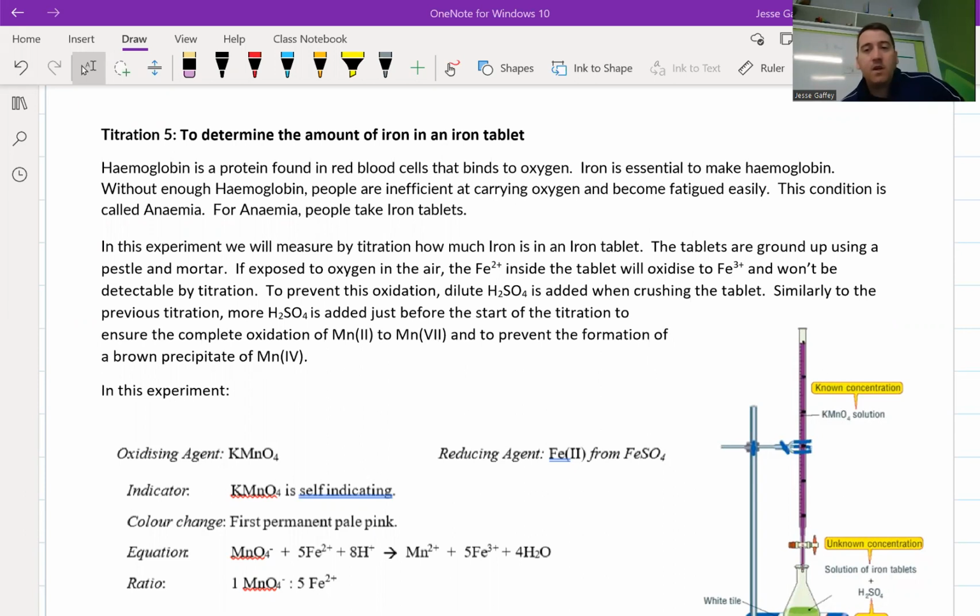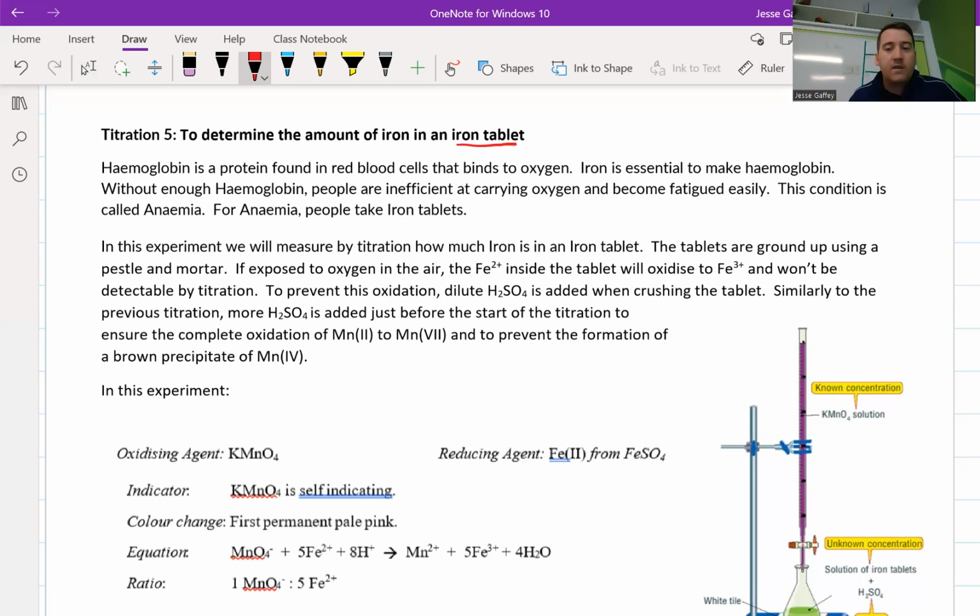This is a very similar titration to the one in titration 4, where we have a reaction between potassium permanganate, a nice purple solution, and a solution of iron 2. In this case, though, the iron 2 comes from iron tablets. So we have to crush up some iron tablets and basically find out how much iron is in each one, or what the percentage of iron is in the tablet.